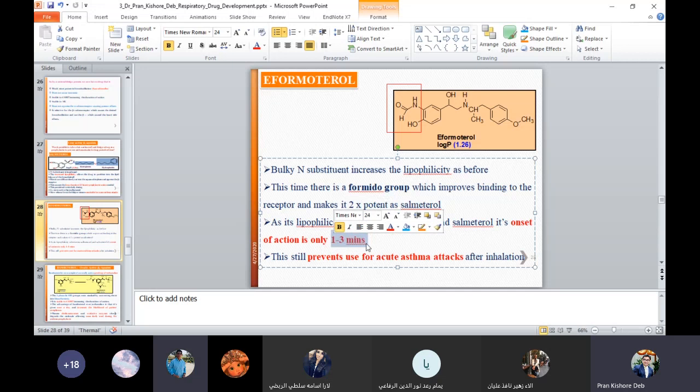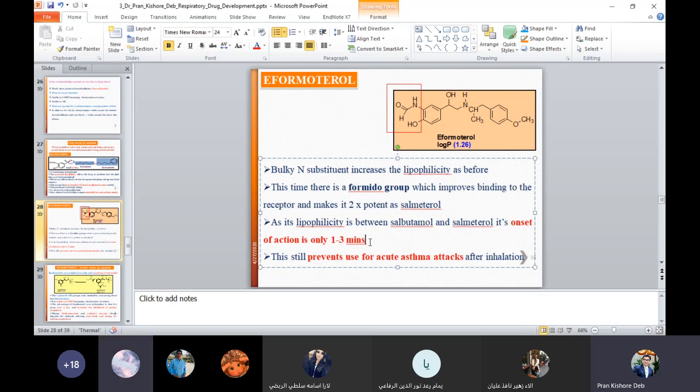Now, can I ask you one thing? If the onset of action is 1 to 3 minutes, don't you think it can be given for an acute asthma attack? Can it be given? No, it's too long. Why not? As a normal person, have you tried?